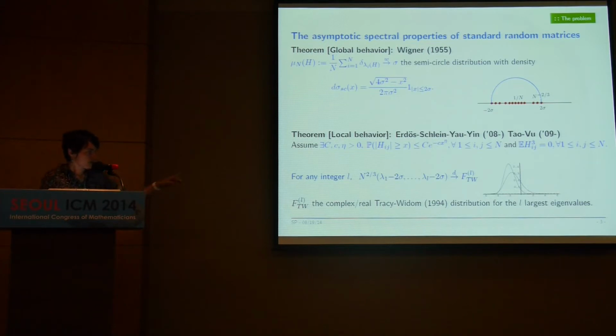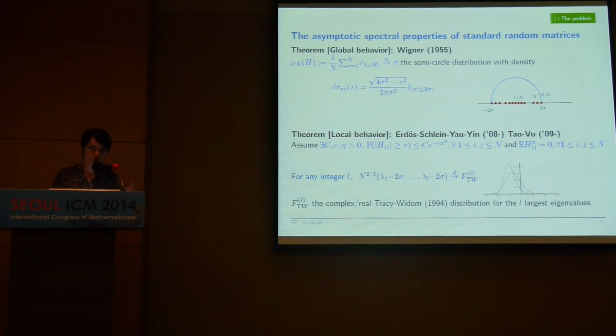So here you have a plot of the density of the largest eigenvalue. The leftmost curve is the distribution for the complex case. Let me say just one thing: the Tracy-Widom distribution differs in the real and complex case.